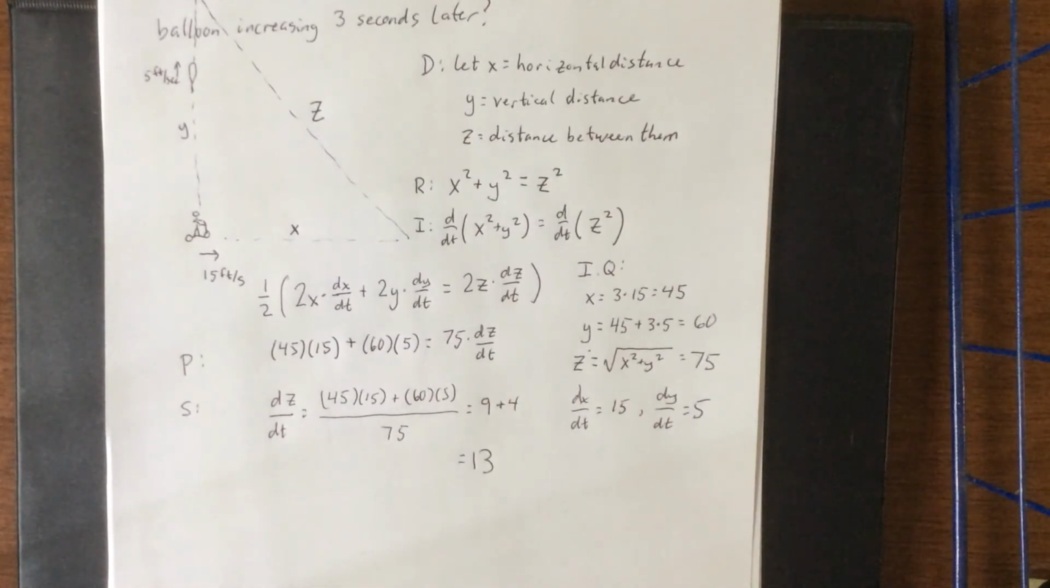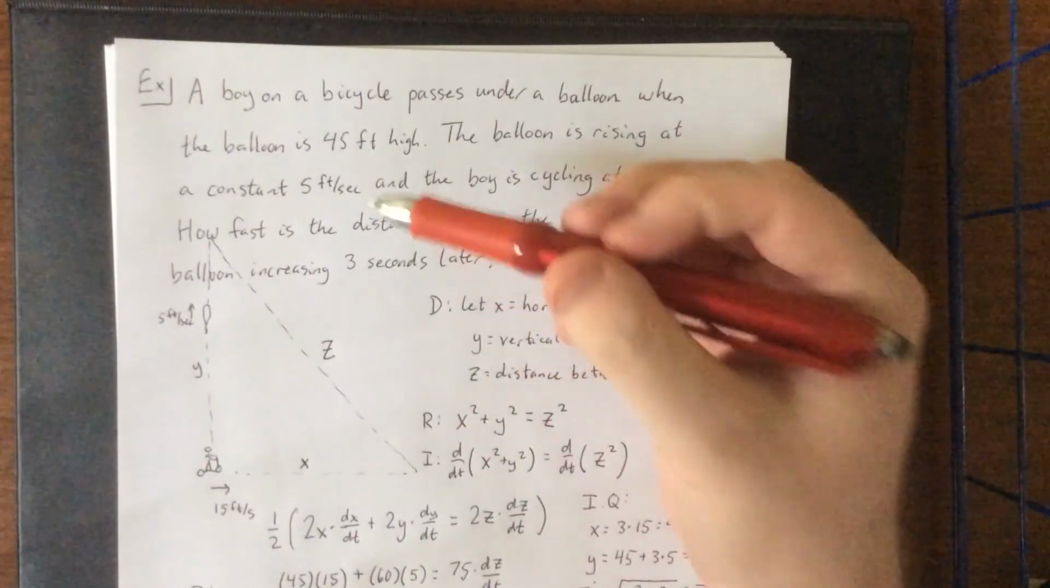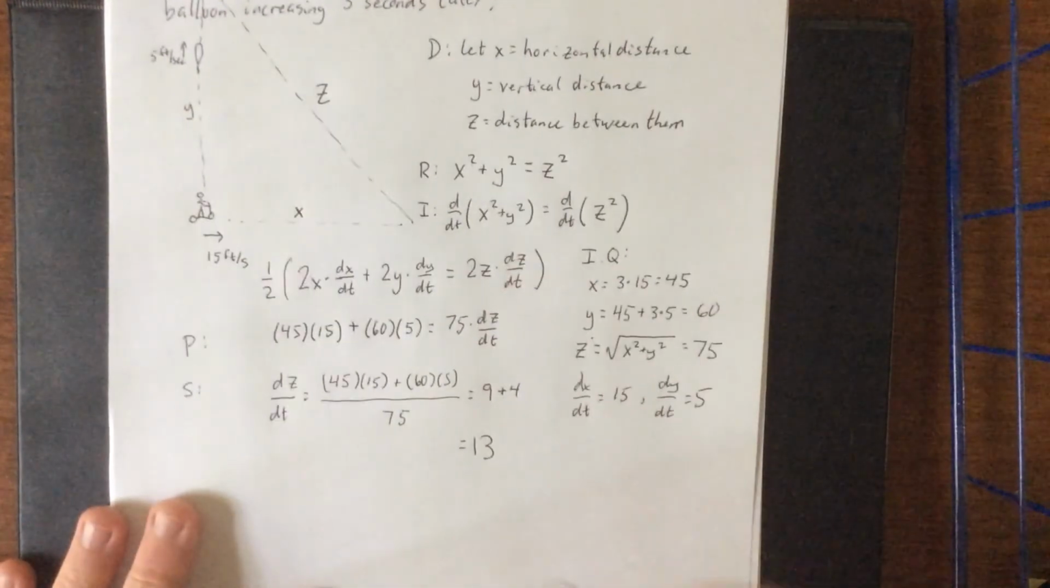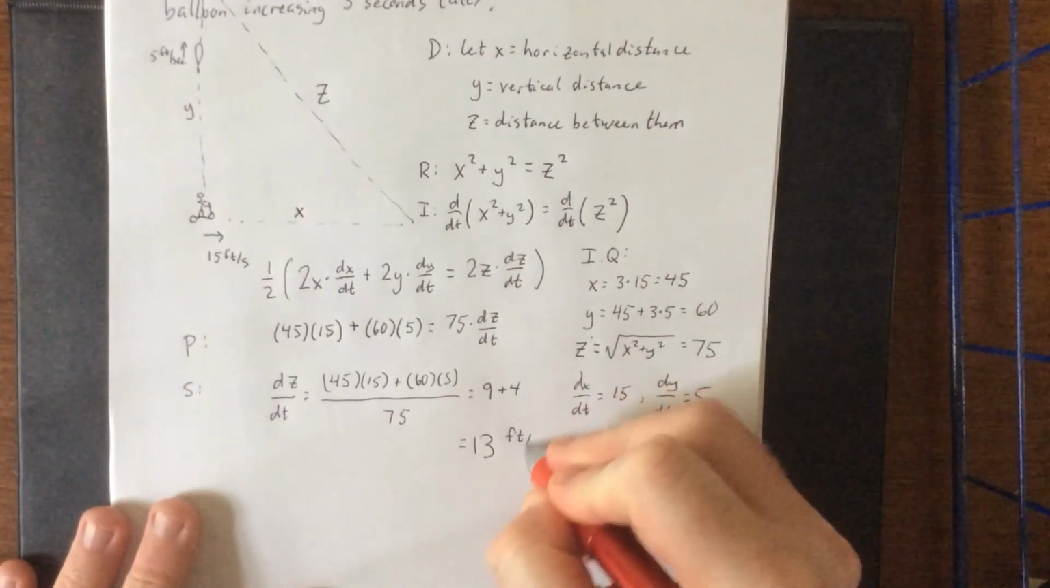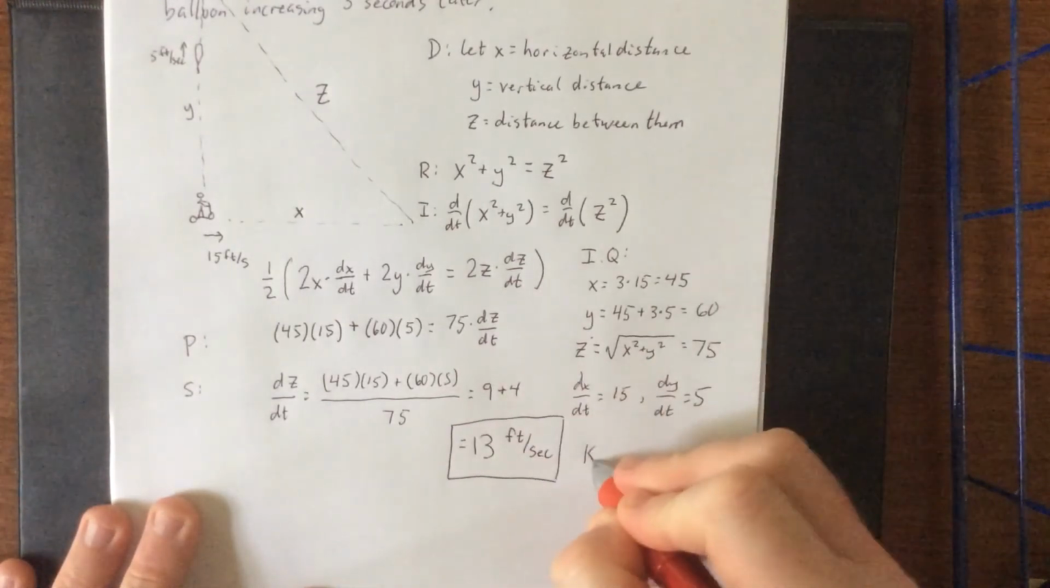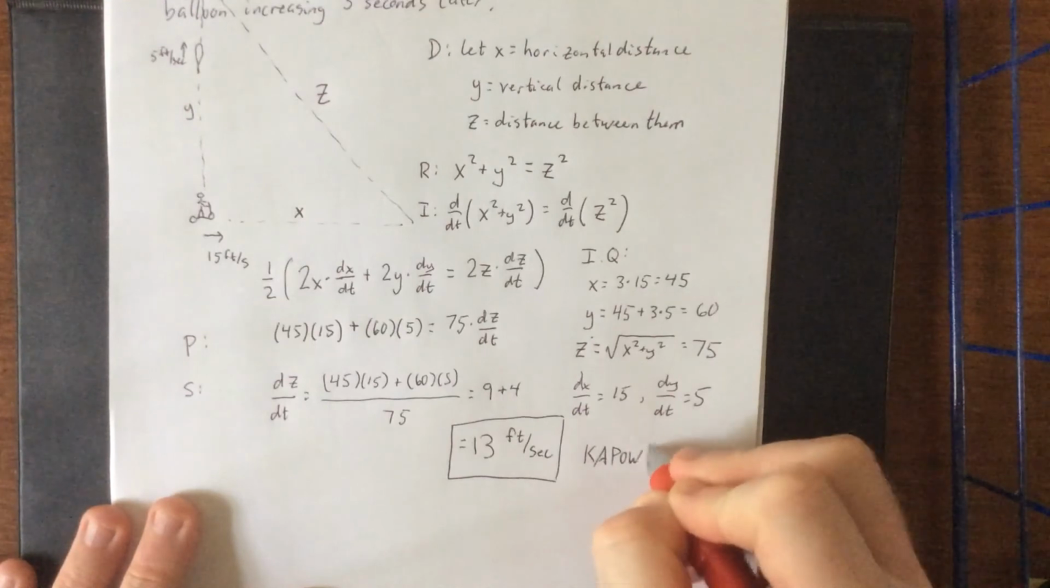To interpret this answer, we would need to include units on it, and every single thing that we did for speeds in here was feet per second. Therefore, our units will also be feet per second. That one felt good. I'm going to give it my favorite onomatopoeia. Kapow!